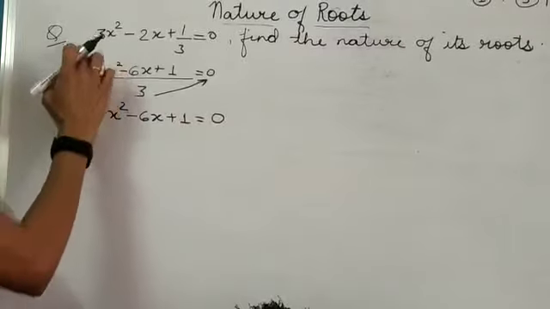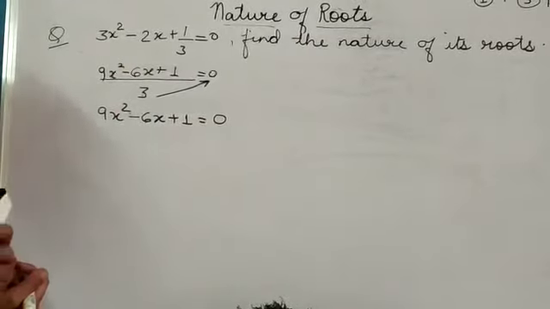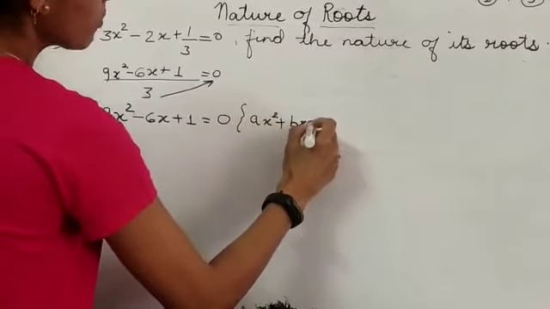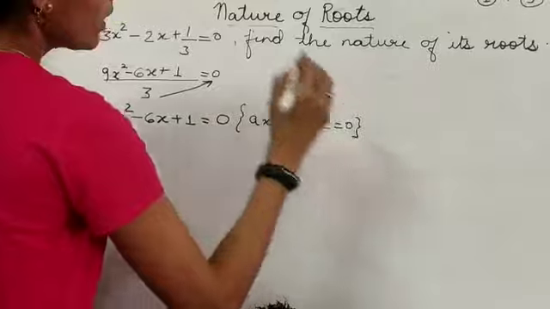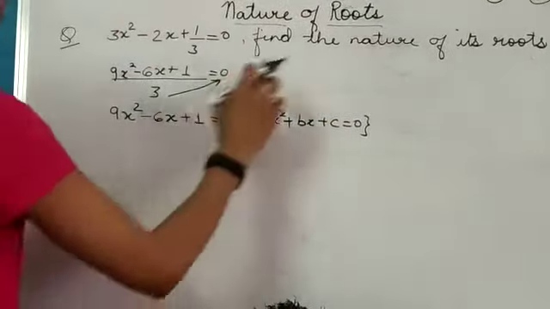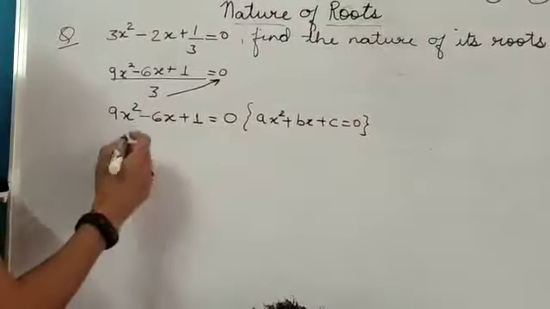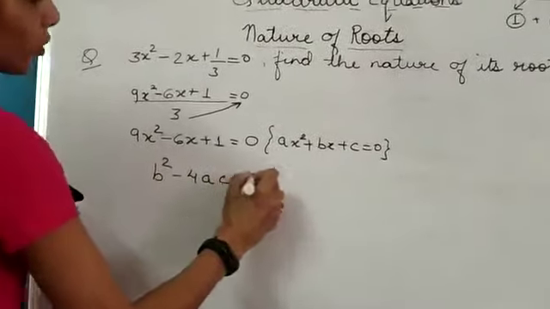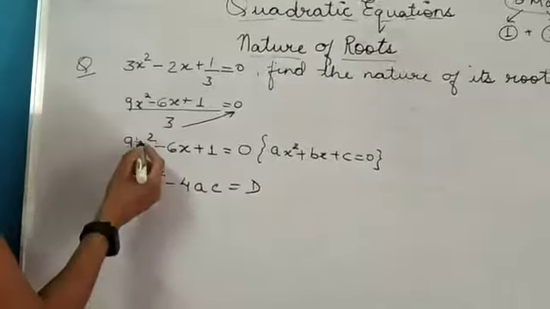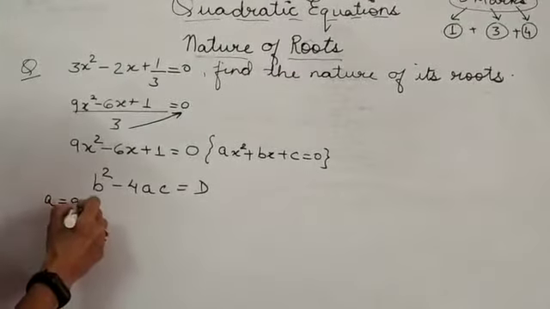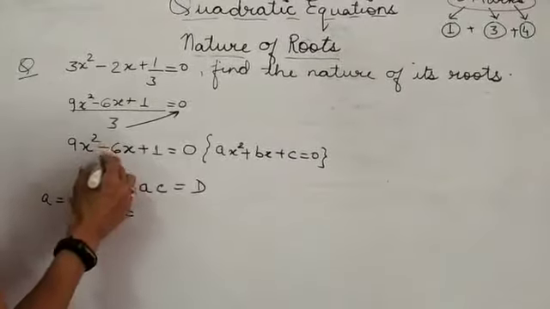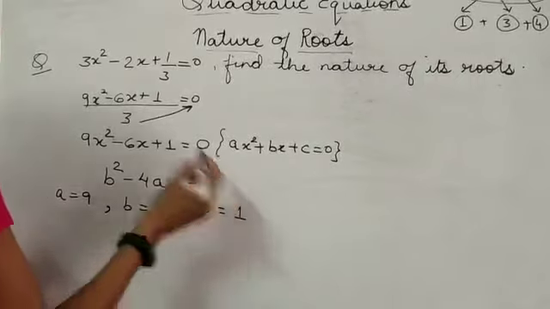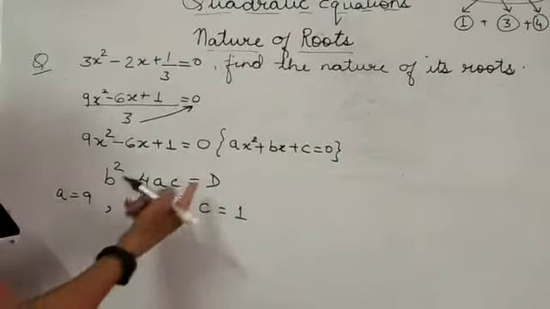Now your given equation has been reduced into your general form, which is ax square plus bx plus c equal to 0. Now I told you whenever you want to find out nature of its roots, you have to first of all write down b square minus 4ac, which is your discriminant. Now what is your a over here? A is 9. What is your b over here? B is minus 6. What is your c? C is 1. So let us calculate the value of discriminant.